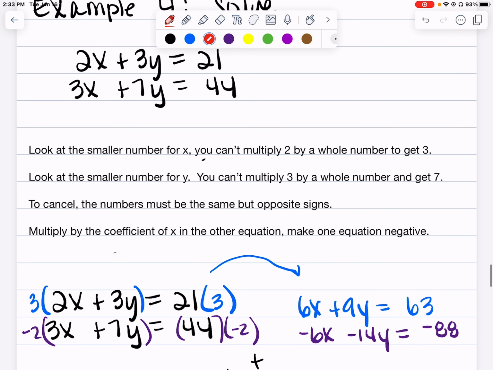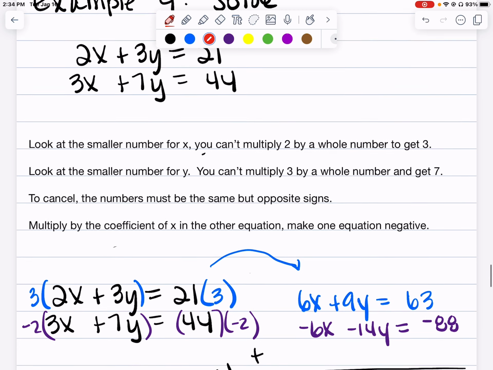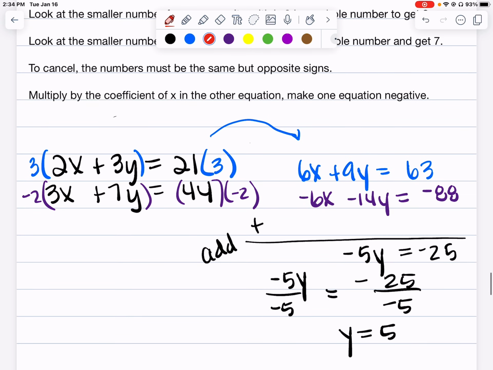So what we do here is just multiply each equation by the coefficient of x in the other equation. Okay, that means the number in front. So the first equation, 2x, the other equation has 3, so I'm going to multiply it by 3. The second equation is 3x. What's in the first equation is 2. So we're multiplying by the number in the other equation in front of x.